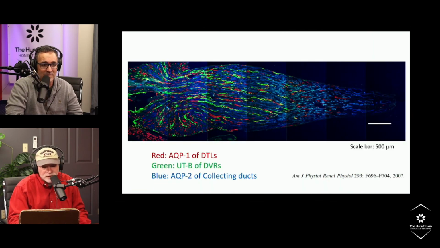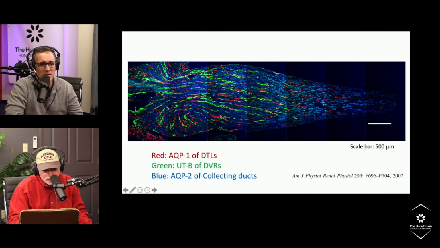And then this picture I love. This is a longitudinal section through, I think, a rat medulla. This looks like a house decorated for Christmas. Starting at the blue, being the collecting ducts, you see blue throughout the whole thing. The Aquaporin 1 of the descending limbs you see goes almost to the tip, and then the urea transporters of the descending vasa recta. It's just beautiful, but it shows you that this isn't just accidental.